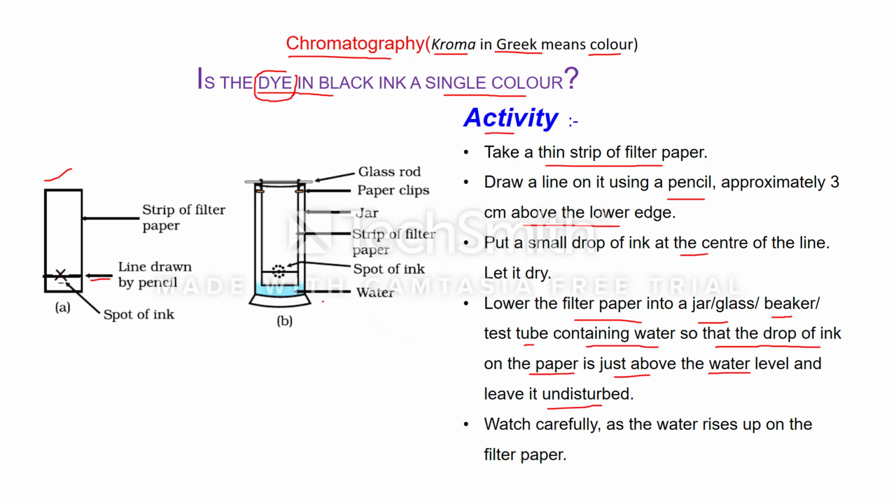Now see, this is our gas jar, and in this gas jar this filter paper is suspended, and this water is there. This lower part is slightly dipped into the water, and leave it. Okay, and watch carefully. You will see that water rises up in the filter paper. Clear. And after some time you will see colored spots at different places. You can see one spot is there, then another spot is there. Clear. Now why are these spots at different places?